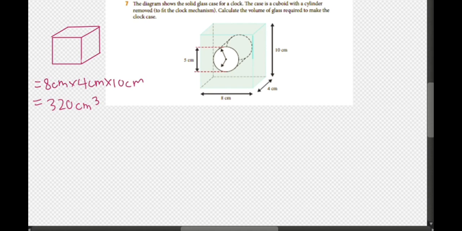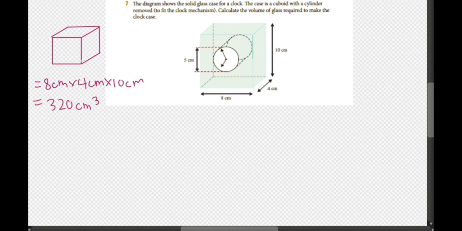Okay, so now let's calculate the volume of the cuboid first. To find the volume of a cuboid, we multiply its length times its width times its height, which here our calculation will be 8 cm times 4 cm times 10 cm, and the answer will equal 320 cm cubed. So 320 cm cubed will be the volume of the cuboid without the cylinder removed first.